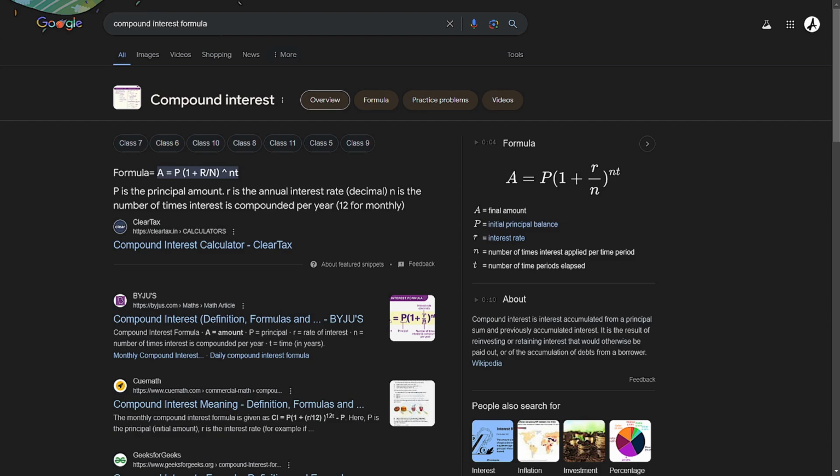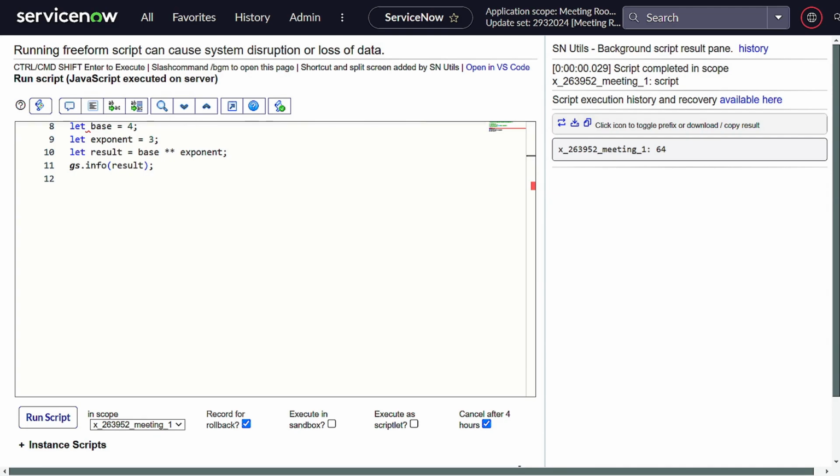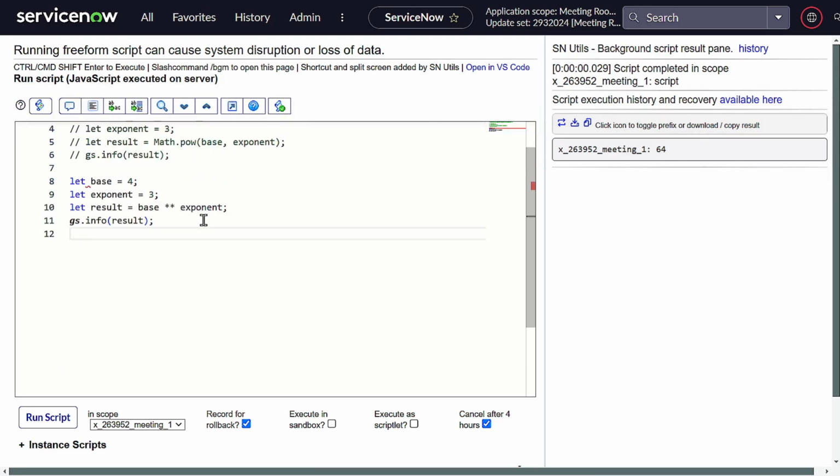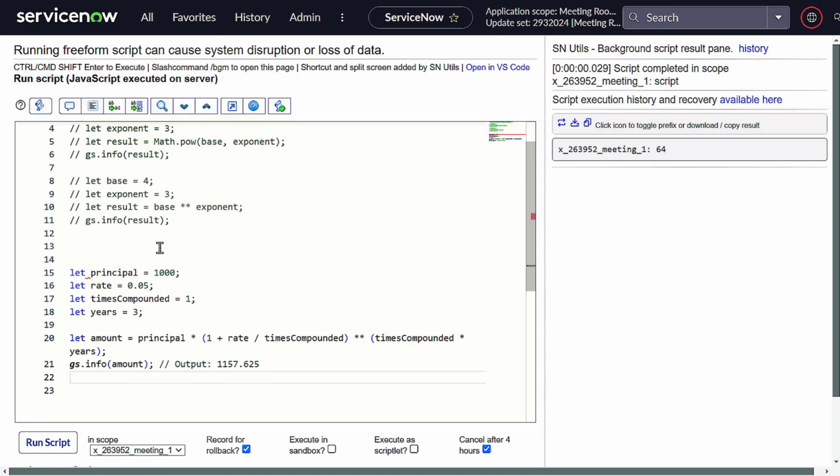So let's look at how the code will go for the same. If I paste this out, I will just comment this also, and paste the fresh example. So here the principal is $1,000. The rate of interest is 0.05, because it's 5%, which is 5 divided by 100. That's why it's 0.05. Time compounded is once a year only, and we want to look at a horizon of 3 years.